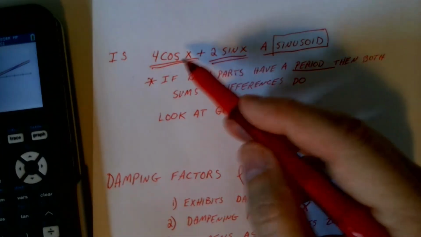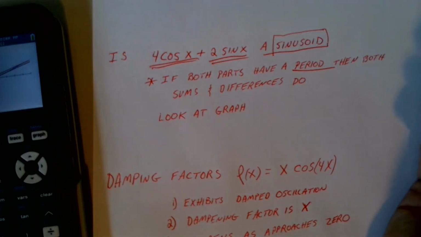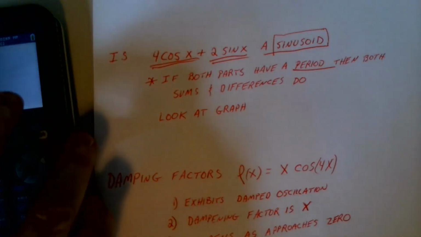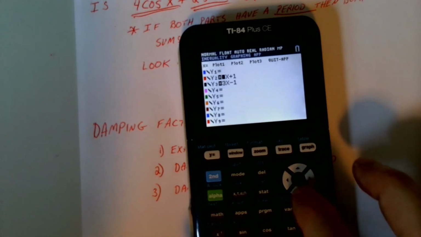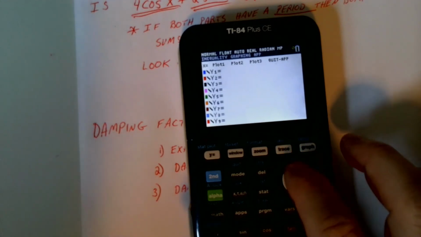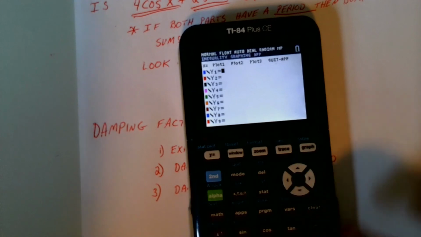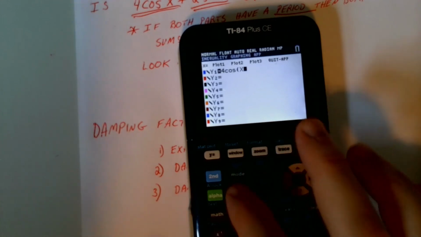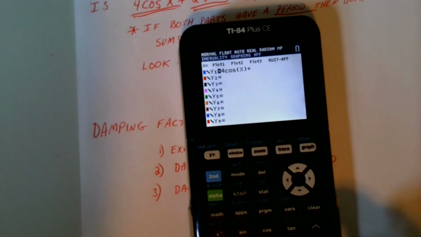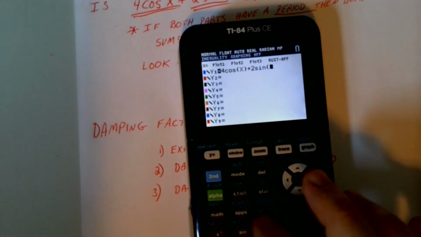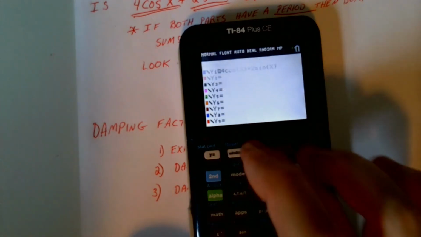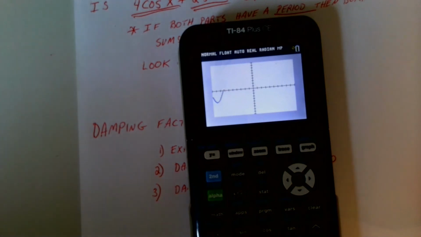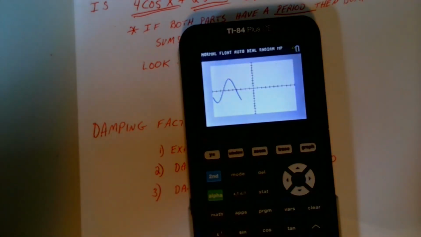Yeah, so that means if we add these two things together, or if we subtract these two things, then it also should have a period. So let's go ahead and try that right now. So we're going to go here, and clear, and clear, and clear. So 4 cosine x, parentheses, plus 2 sine x, close parentheses, and zoom 6. So you're like, ooh, that's funky looking.